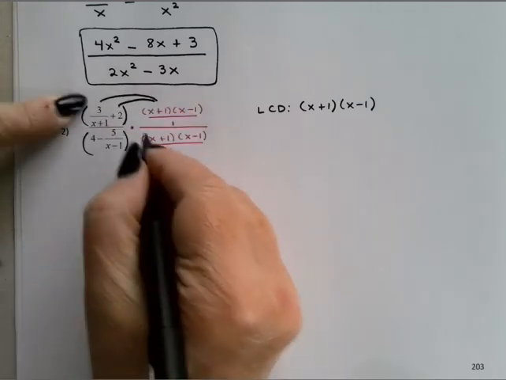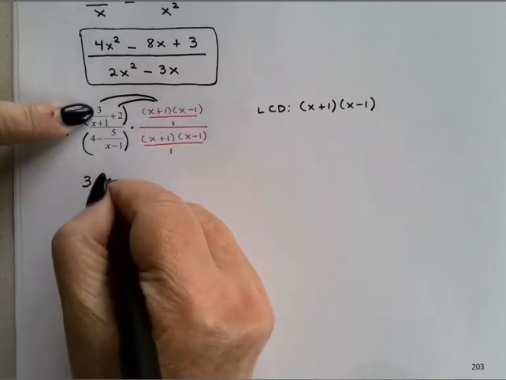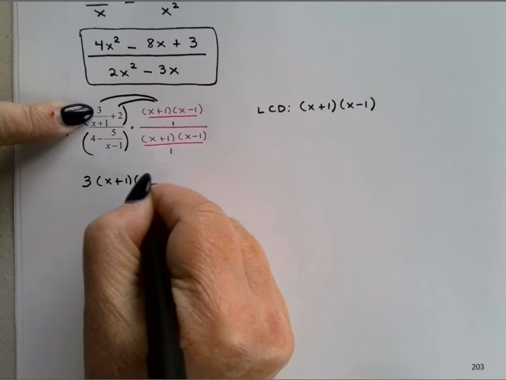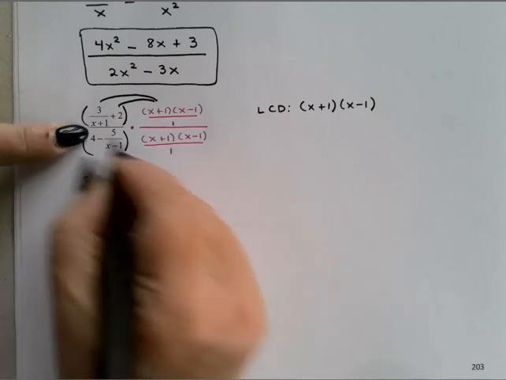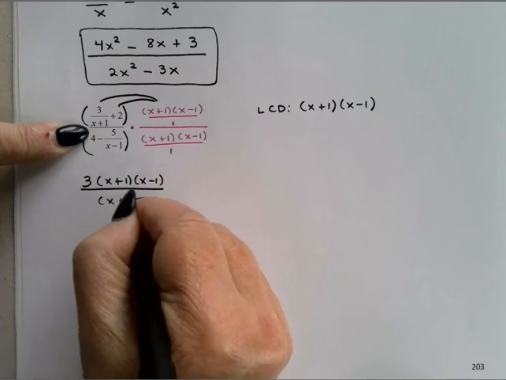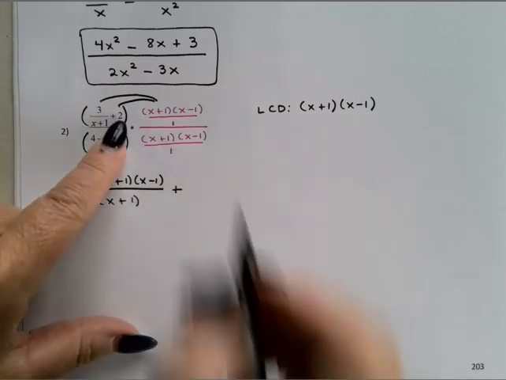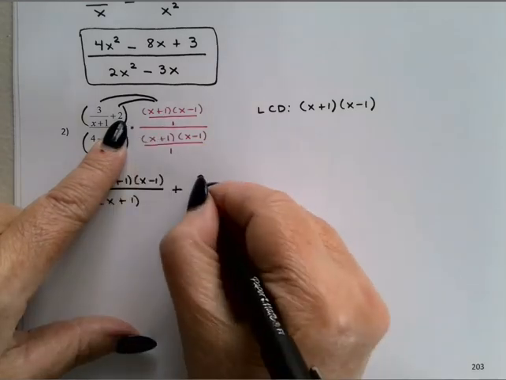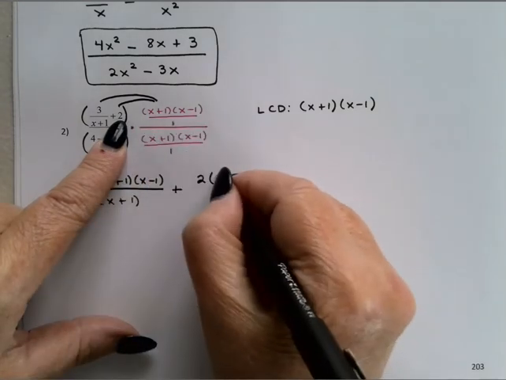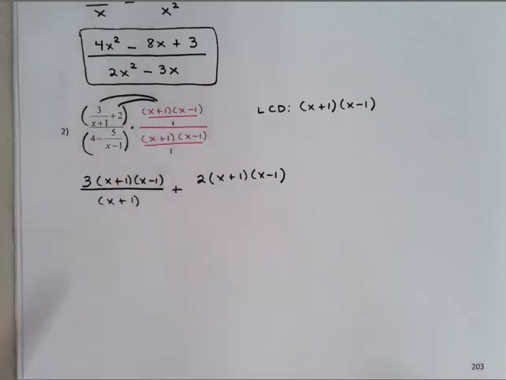So the first fraction, on top I'll have 3, x plus 1, x minus 1. And on the bottom, x plus 1 times 1 is just x plus 1. Plus, this 2 is just going to end up having to be multiplied by x plus 1, x minus 1. And the division by 1 there doesn't change anything, so I'm not even going to write it.